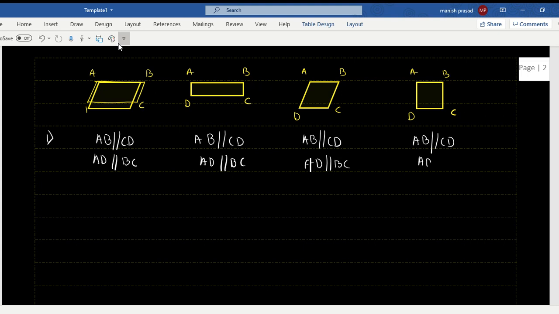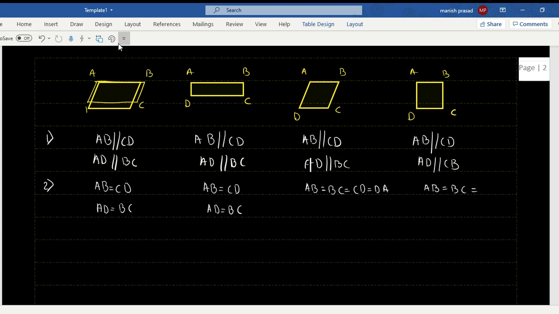Now the difference starts coming when you look at the equality of the sides. Second property. In the parallelogram, opposite sides are equal. AB is equal to CD and AD is equal to BC. In the rectangle also, the opposite sides are equal. AB is equal to CD and AD is equal to BC. But in our rhombus, all these sides are equal to each other. AB is equal to BC is equal to CD is equal to DA. And in a square also, all the sides are equal. So herein comes the first difference.